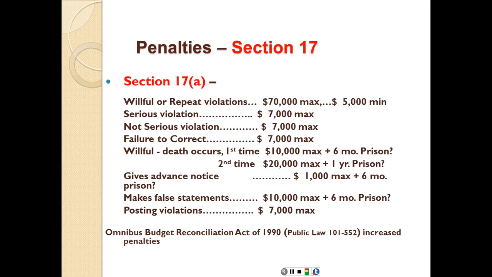And failure to post the violations, if you have been cited, as we mentioned, you have to post the citation for a certain period of time in a place close to where the citation occurred or the violation occurred. Failure to post the violation can result in a penalty of a maximum of $7,000. And all of these, Public Law 101-552 increased these penalties. We're going to talk about these in detail when we talk about citations and violations.